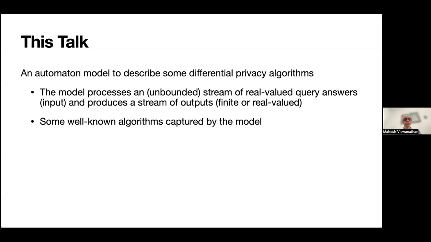So in this talk, I'm going to introduce this automata model. The important thing is that this automata model will allow us to talk about whether an algorithm is differentially private, no matter how long the input stream is. This is in contrast to some other decision procedures or approaches towards establishing differential privacy, where typically you look at a finite sequence of input values or something like that.